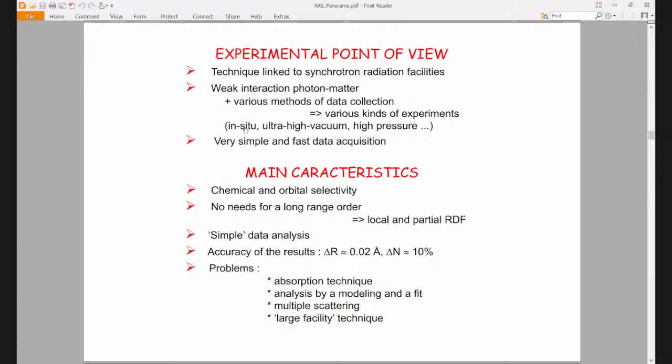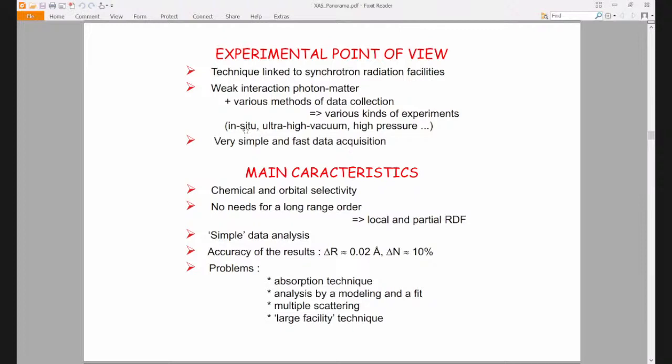The problem is that it is an absorption technique. Okay, which I described as a good thing here. I described that as a good thing, but it is also a problem because absorption can have some problems sometimes.